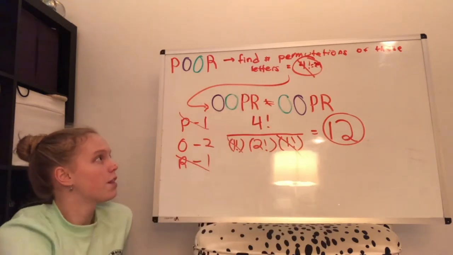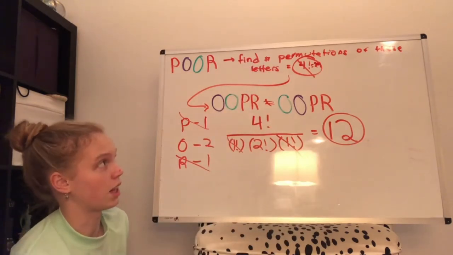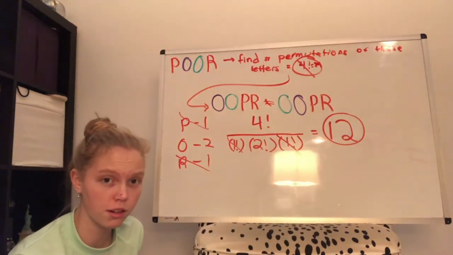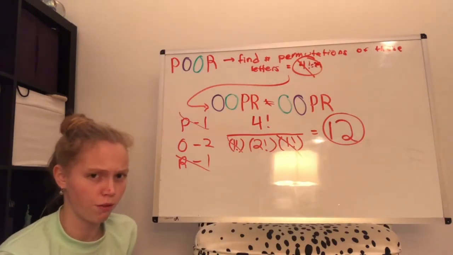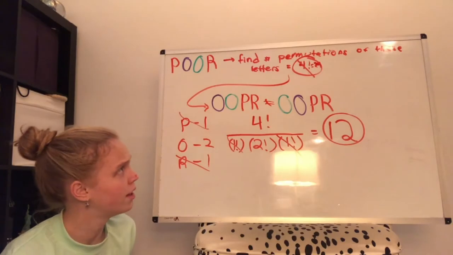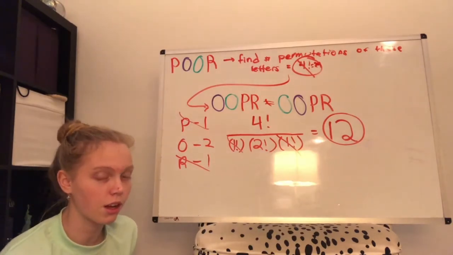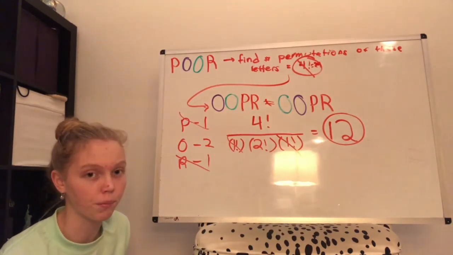So we're going to find the number of permutations of these letters. You might think, okay, there's 4 letters. To arrange 4 things, that's 4 permute 4, which is 4 factorial. Yeah, 4 factorial. So you might think, okay, cool, 24.